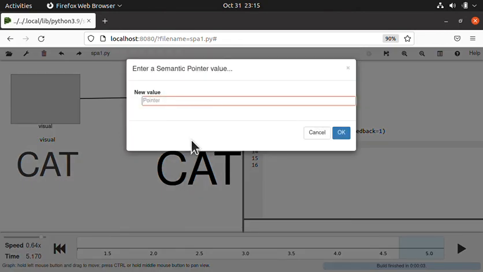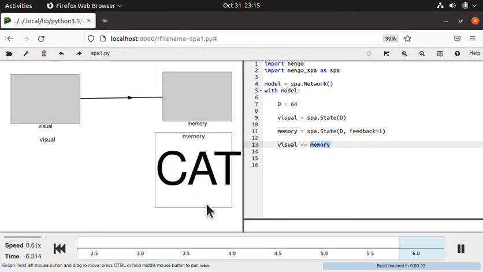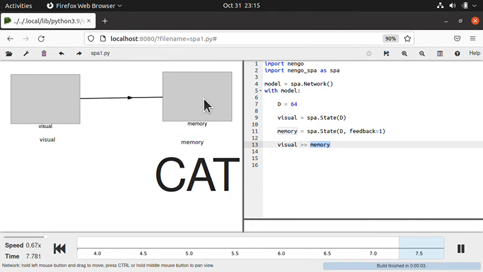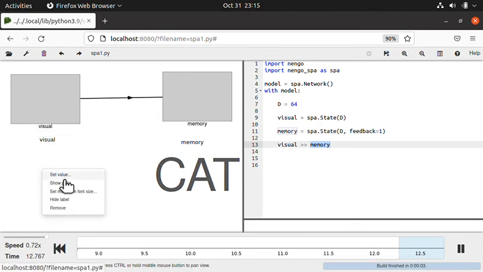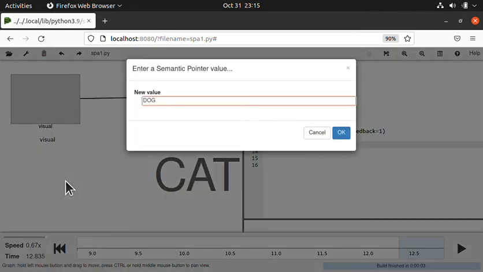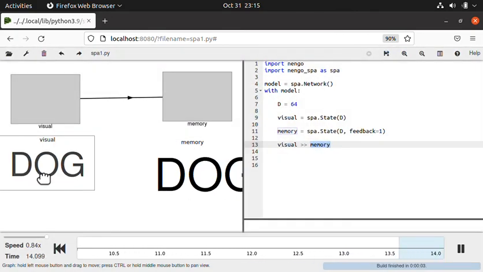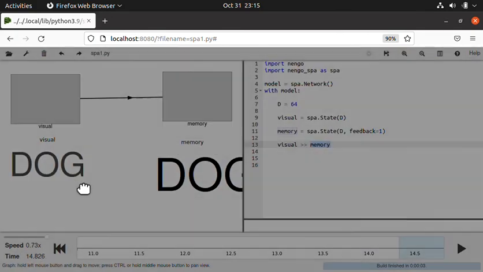Now I'm going to take away my input. And since this is an integrator, it is still storing a vector, and that vector is still saying pretty similar to cat. Okay. I could set the value to, I don't know, dog. I'm going to take that away.